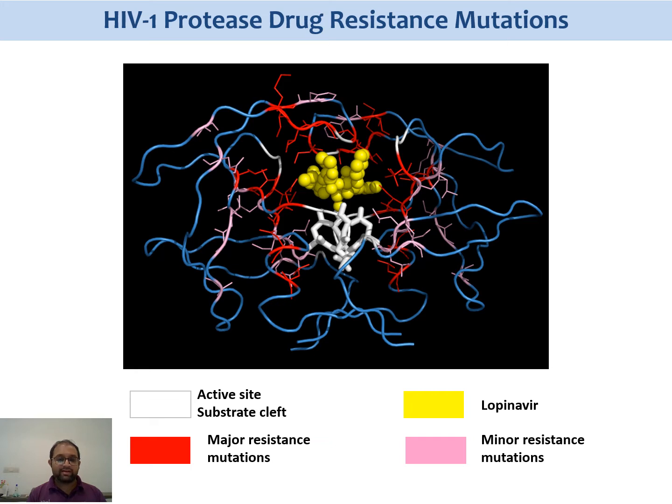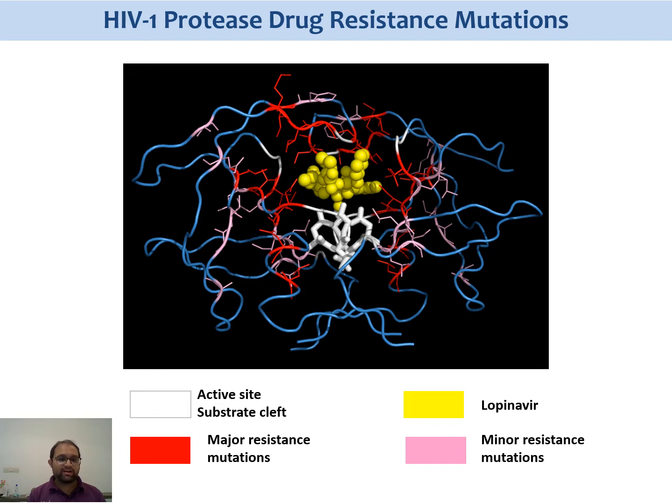So let's look at another example. This is the viral protease enzyme, which is an essential enzyme in the HIV life cycle. It cleaves the GAG-POL polyprotein and matures both the POL and the GAG proteins. So if you look at the PI inhibitor, which is the lopinavir drug, it actually sits at the protease catalytic site and blocks the activity of the enzyme.